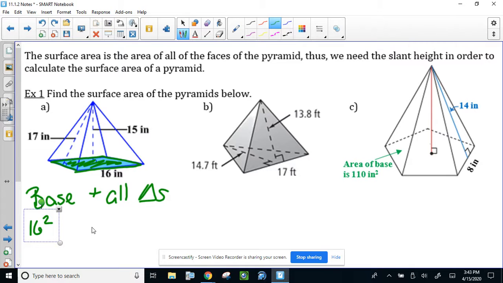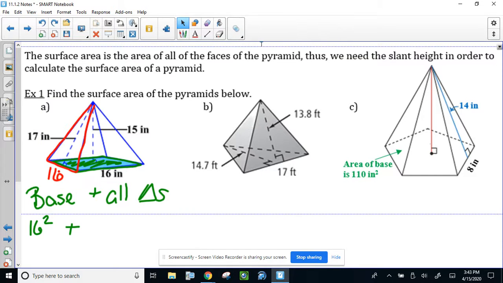Plus, we need the area of all of the triangles. So if we wanted the area of this first triangle on the side here, we would assume its base is 16 because it's a square. And we need its height, which is the slant height of the pyramid. So we're going to use that 16 times 17. And it's a triangle, so we have to divide by 2.